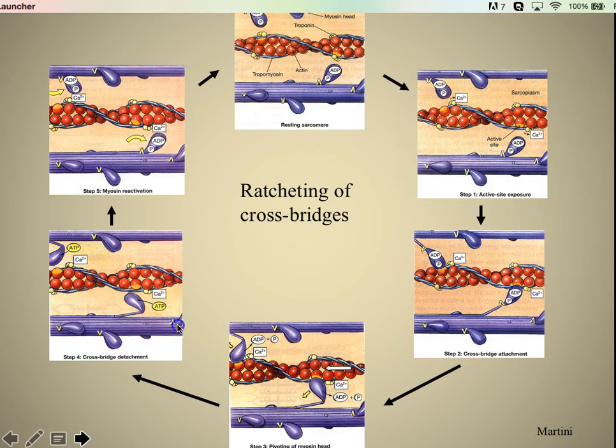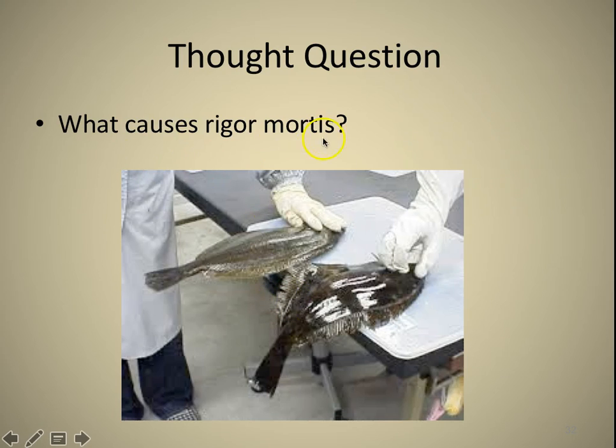So then, let's actually get to that next picture. What causes rigor mortis? So if you're looking at these two fish, you can see this one is all stiff, this one is flaccid. So this one is undergoing rigor mortis. So I really want you guys to think about this. What we just talked about, how muscles ratchet. Something in that will cause rigor mortis. I want you to think about it.